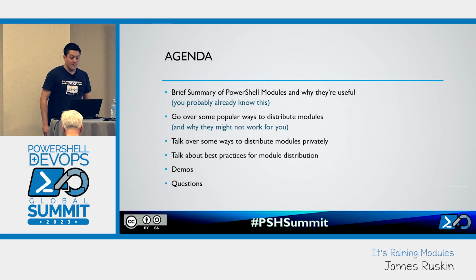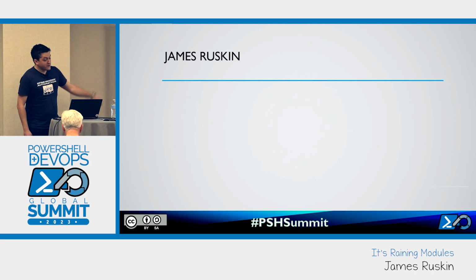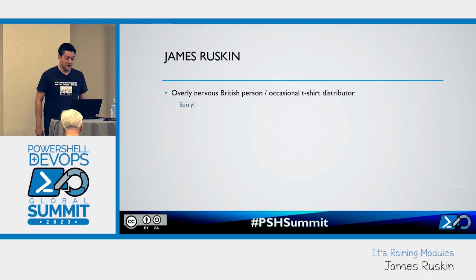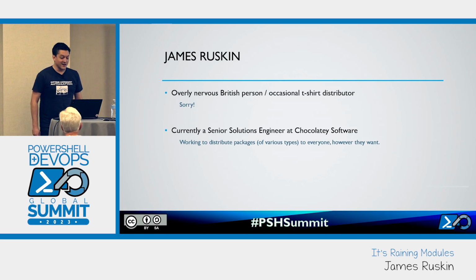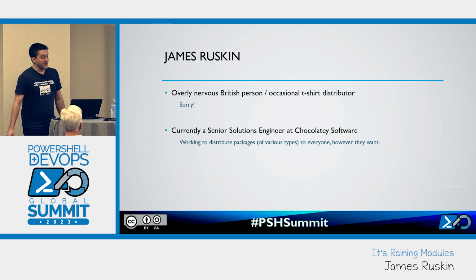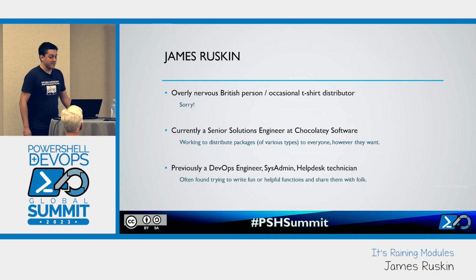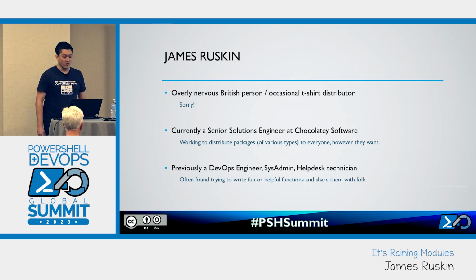So before we start, who am I, and why did I want to talk about this? I'm James Ruskin. I'm from the United Kingdom, and you may have seen me near the Chocolatey booth. I currently work at Chocolatey Software as a solutions engineer, where we're trying to help folk distribute packages in various fun and awesome ways. Since I joined, I seem to have spent a lot of time thinking about NuGet feeds in some form or another, and I've previously been a DevOps engineer, a sysadmin, and a happy-go-lucky help desk operative of some kind.